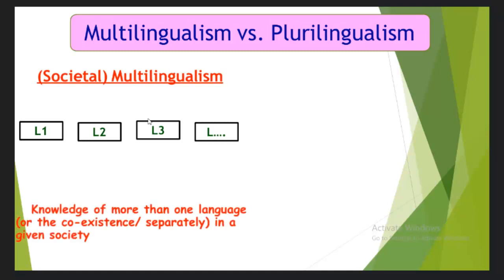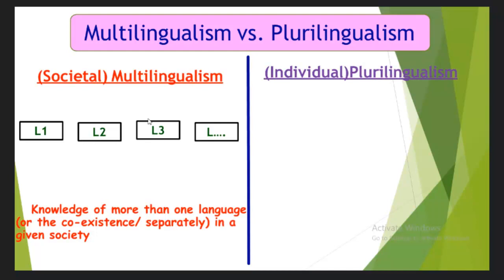So in terms of societal multilingualism, we can come to a conclusion that it is a knowledge of more than one language. They coexist in the society separately, right? How about plurilingualism? Before the word plurilingualism, we have the adjective individual, right? So societal and individual are the two keywords that help you to distinguish the two terms here.